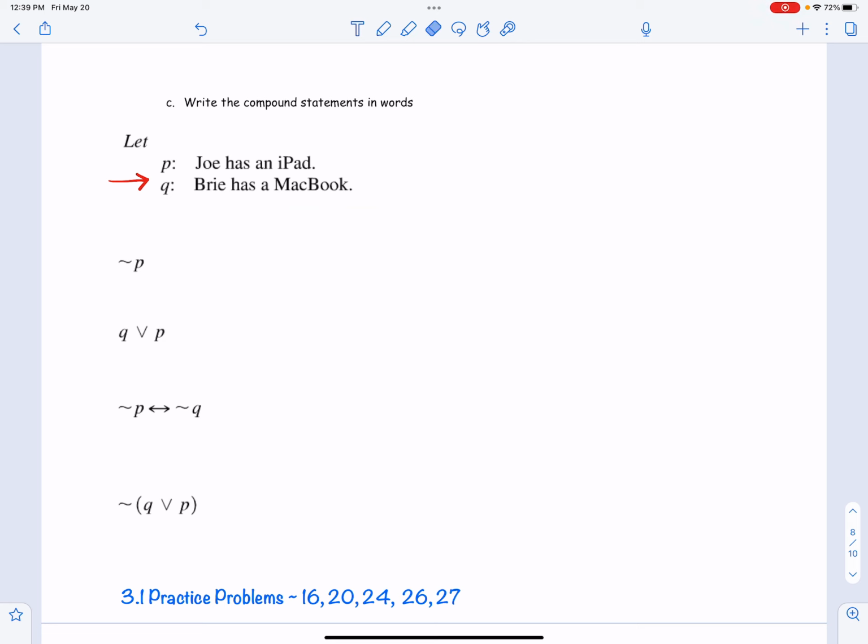So if P is that Joe has an iPad and we want to do the negation, then not P would just be that Joe does not have an iPad. Okay, that's a simple statement, and all we're doing is creating a negation.